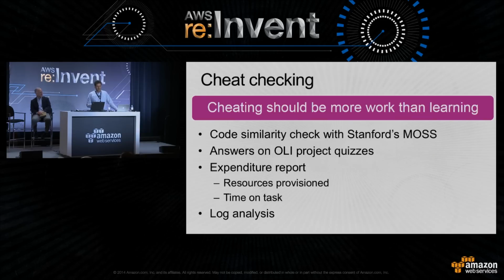So first we use Stanford's MOS to do code similarity check. Then we check their answers on the OLI quiz. Then we check what resources did they provision. How could they get the correct answers on the quiz but provision no resources on the cloud? Or time on task. Sometimes it's quite hard for you to log on a half hour before the deadline, get everything done. All of these become issues, and we become a lot better at identifying attempts of cheating. And we also do a lot of log analysis and correlation.